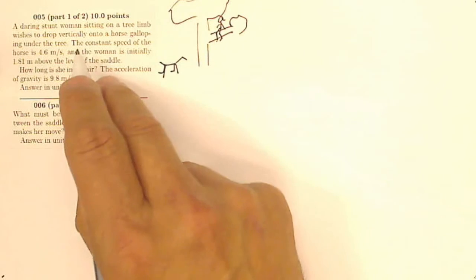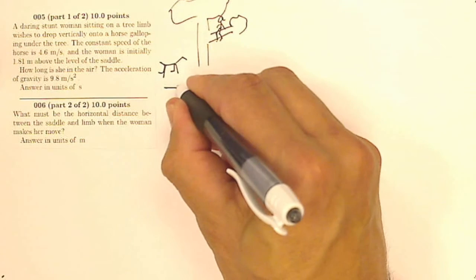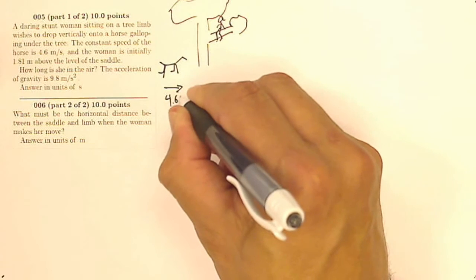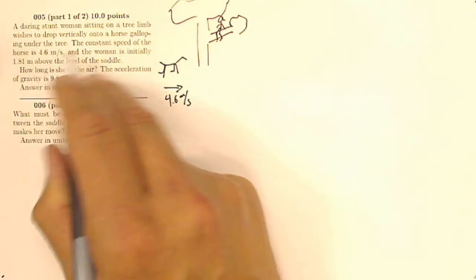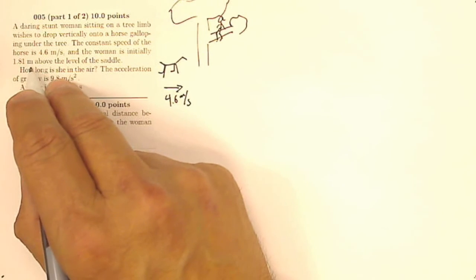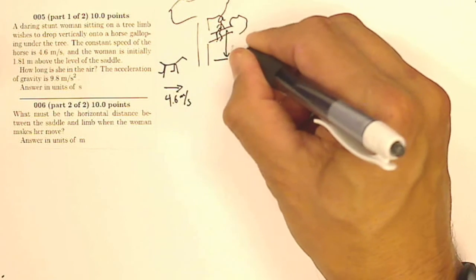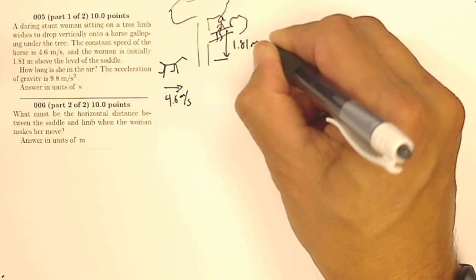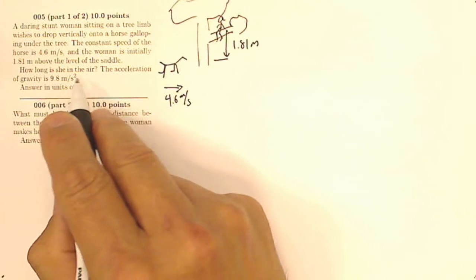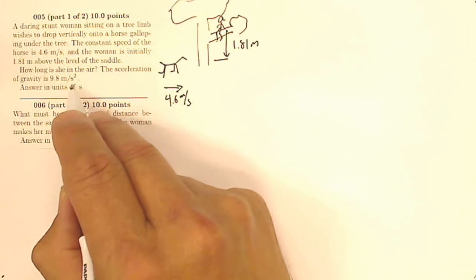So let's see. The constant speed of the horse is 4.6 meters per second. So that horse is moving along at 4.6 meters per second, and it's constant. That's not accelerating. The woman is initially 1.81 meters above the level of the saddle. So she is going to fall down 1.81 meters. How long is she in the air? So I'm looking for a time, and the acceleration of gravity is 9.8 meters per second squared.